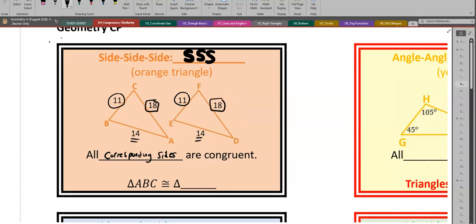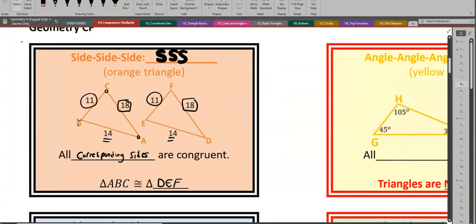Sometimes you won't actually know the measures. Instead, maybe you will see congruent marks, and we'll see those later on in the lesson. So once we've proven that, we can actually say that triangle ABC would be congruent to, so we're going to pick the same corresponding angles here, triangle DEF.